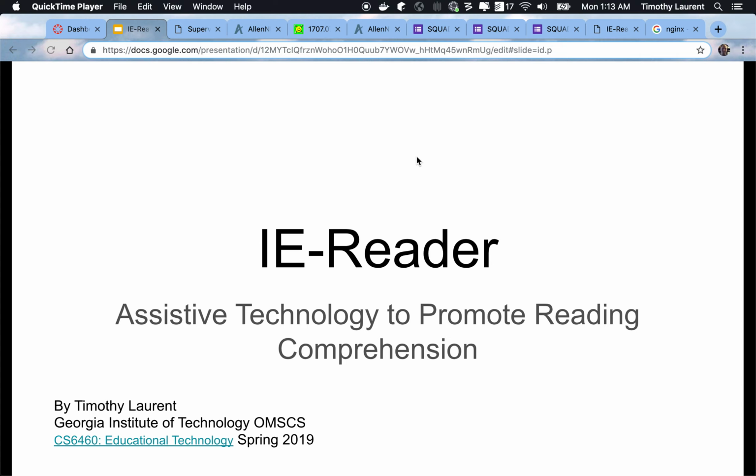So my name is Timothy Laurent. I'm a student in Georgia Institute of Technology's OMSCS program, and this is my project, IE Reader, an assistive technology to promote reading comprehension that was done for the educational technology course CS 6460 in the spring of 2019.